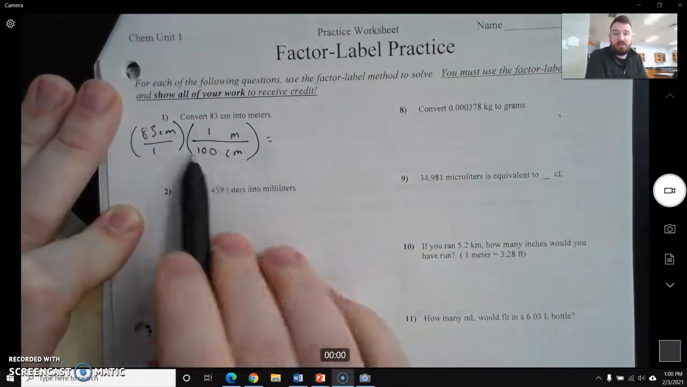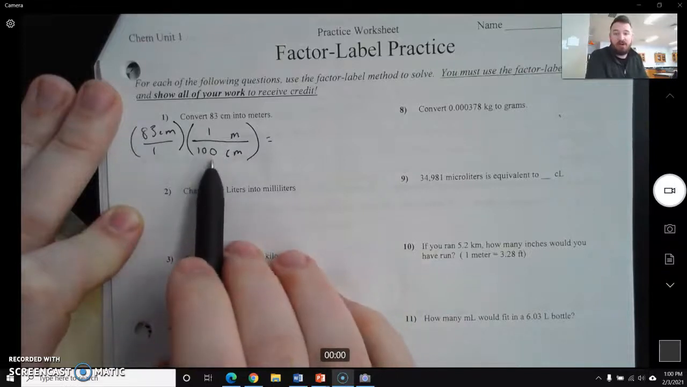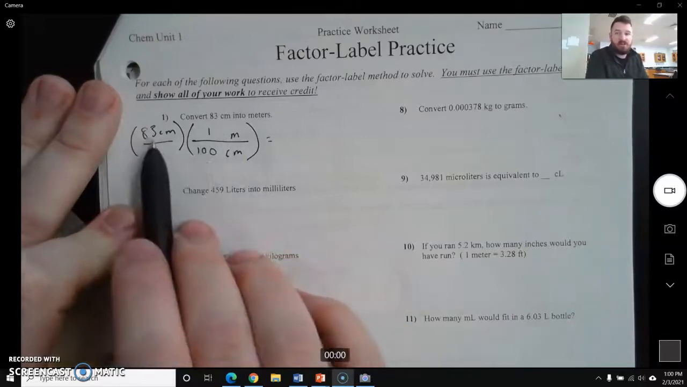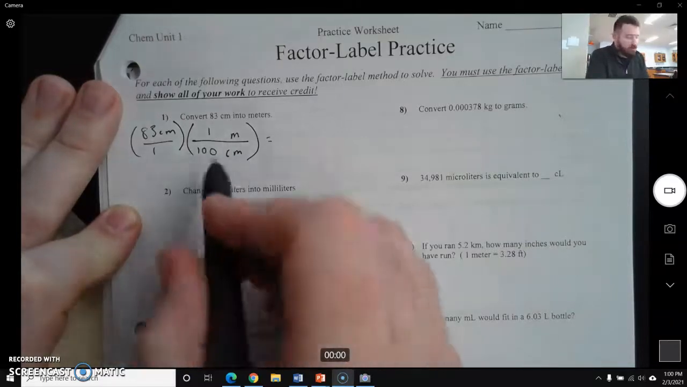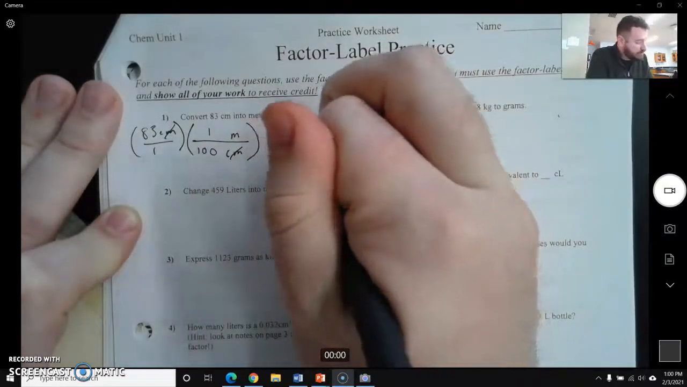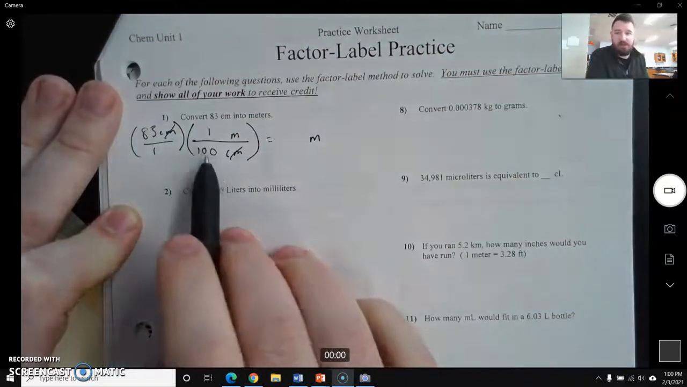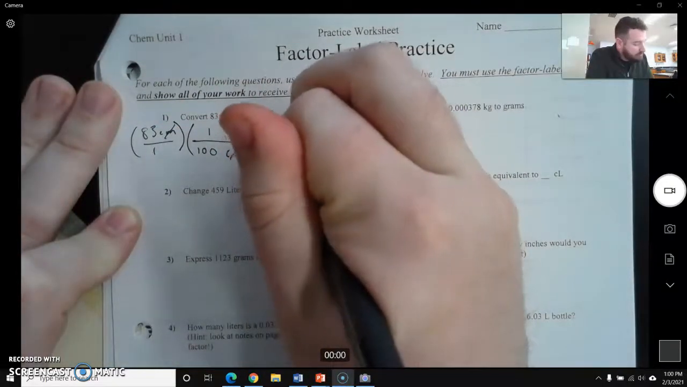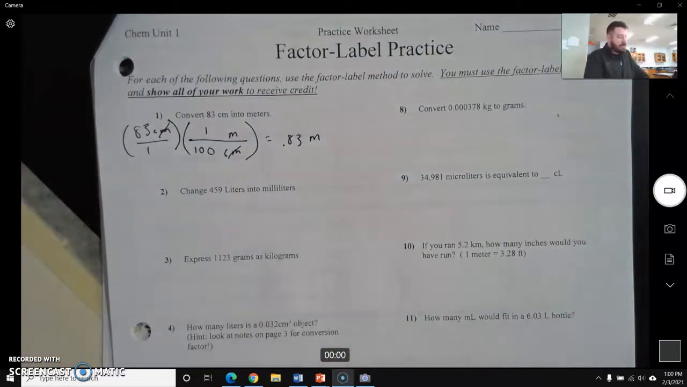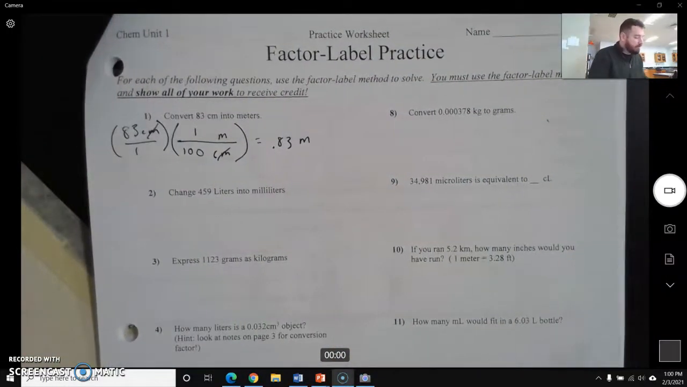All right, you put these numbers in, right, the 1 and the 100, so that these two amounts are equal to each other. Right, they need to be equal to each other, or that will change your original value. All right, so when multiplying this, our centimeters will cancel out, giving us units of meters, and we would end up with 0.83 meters, which checks out. All right, let's look at a little bit more difficult problem.